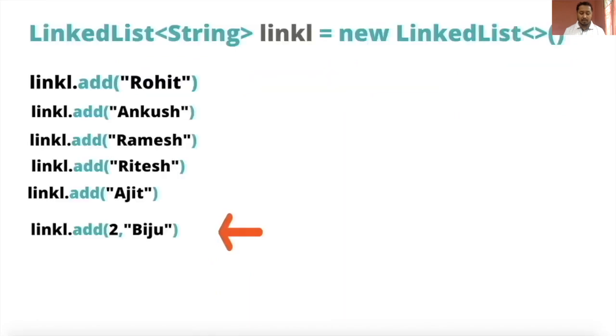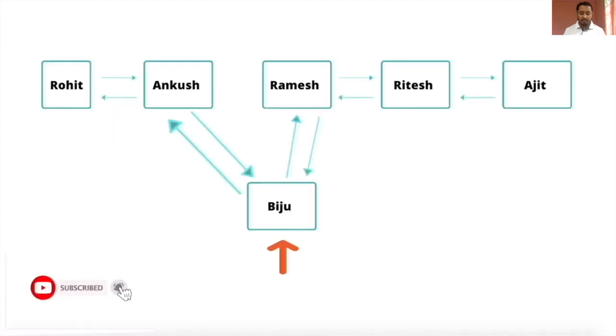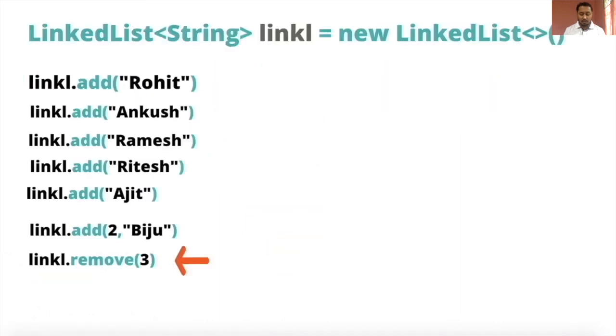Now we want to add Biju at second index, so a new node would be created for Biju at a random memory location and the existing node pointers would be changed so that Biju comes at second index. So we do not require internal shifting when we want to add an element at the center of the linked list.